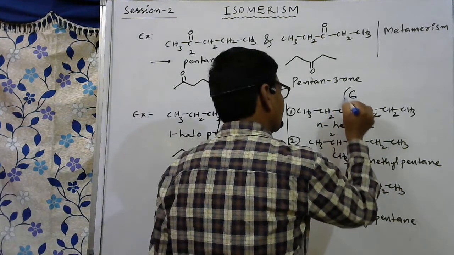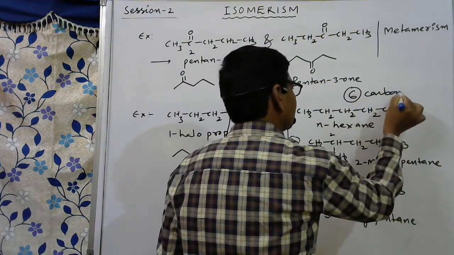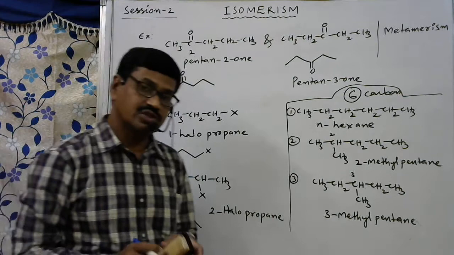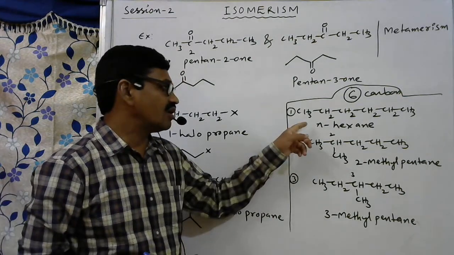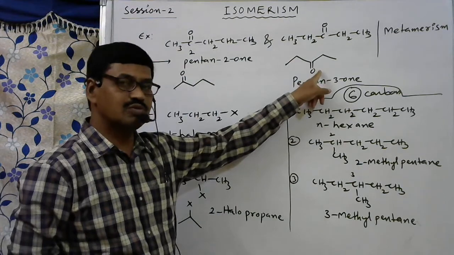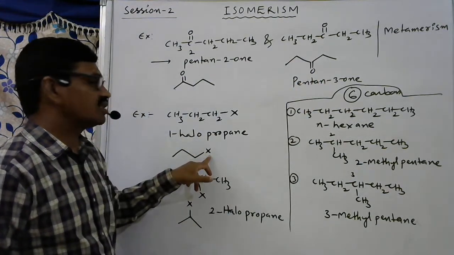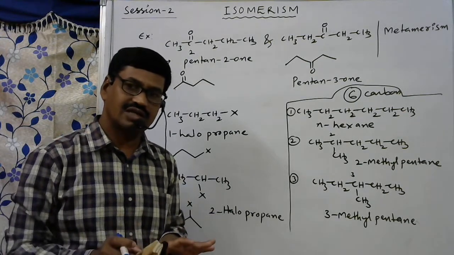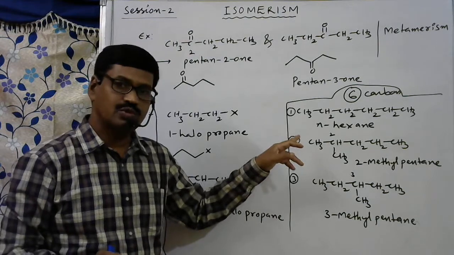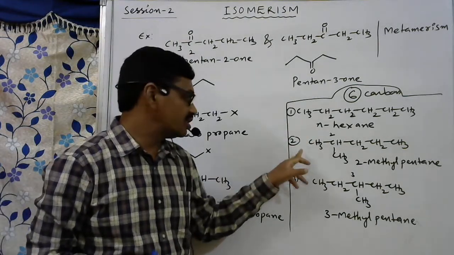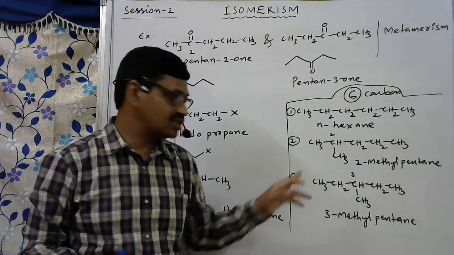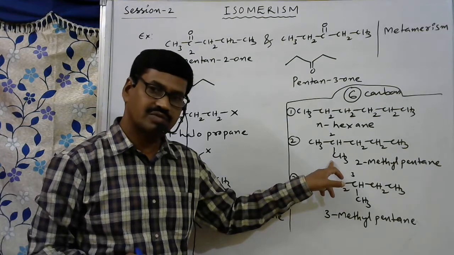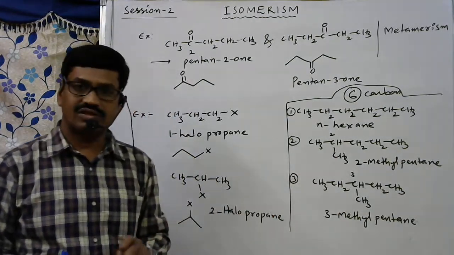How many carbons are required? 6 carbons are required. That you have to remember. 6 carbons are required for showing position isomerism for alkane, only alkane. Like this, the keto group is not there, the halo group is not there, like earlier examples the OH group is not there, or multiple bonds also not present. Only alkane. To show position isomerism, minimum 6 carbons are required. So the second and third are position isomers, because here the methyl group is present on the second carbon, here on the third carbon.